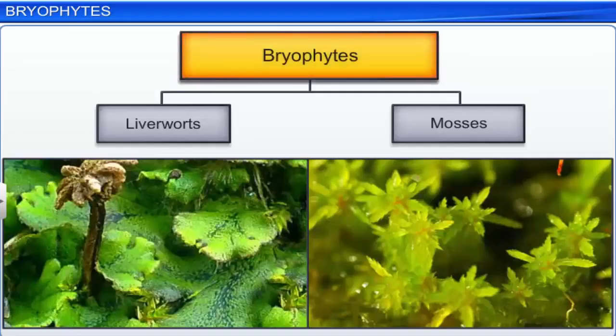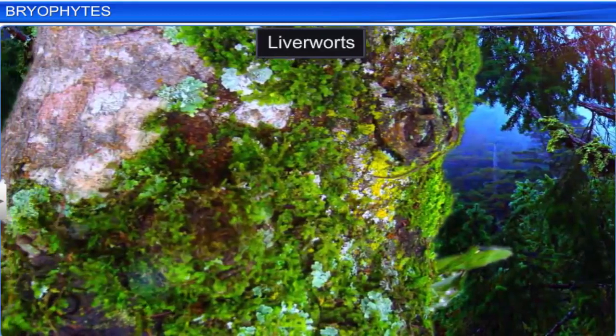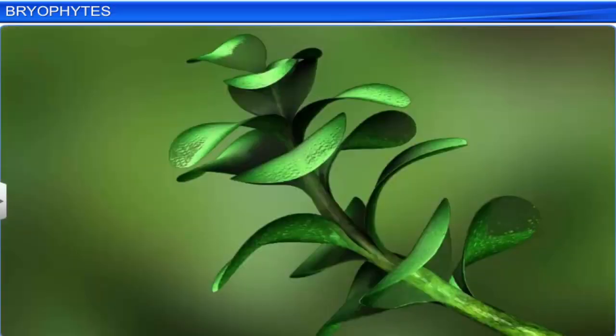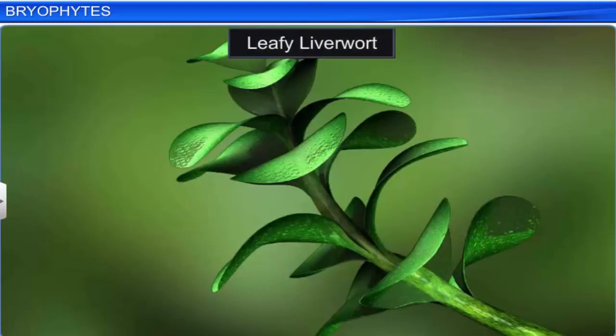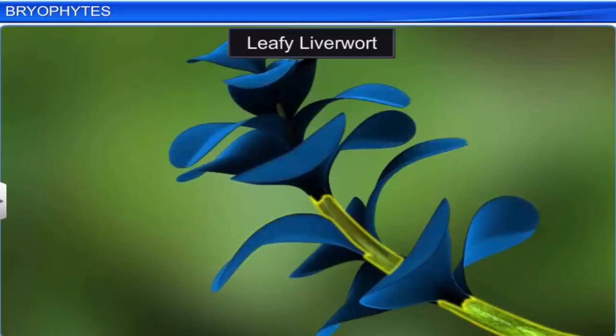Bryophytes are of two types: liverworts and mosses. You can find liverworts in moist and shady environs such as barks of trees. The plant body, a thallus, is dorsiventral and oppressed to the substrate. However, in the case of leafy liverworts, the plant body bears tiny leaf-like appendages in two rows on the stem-like structures.